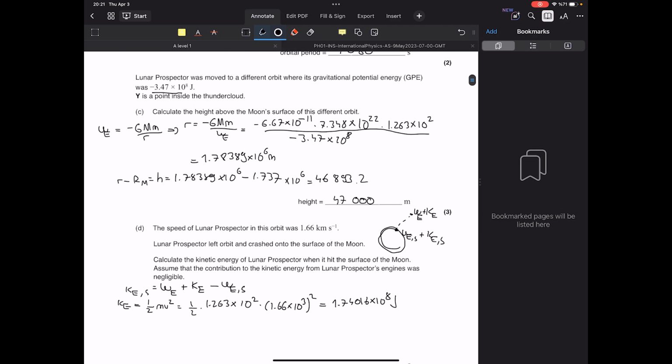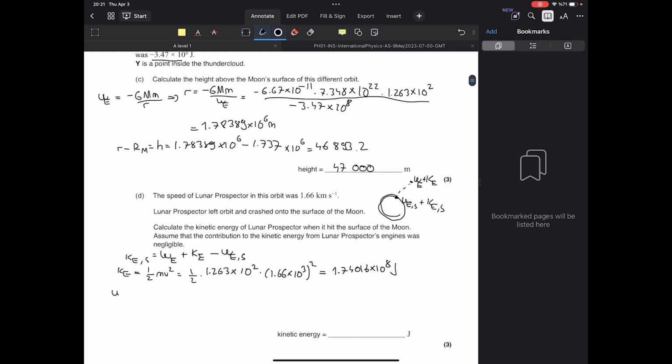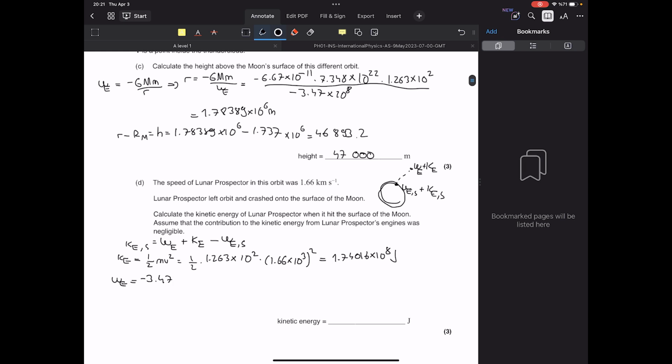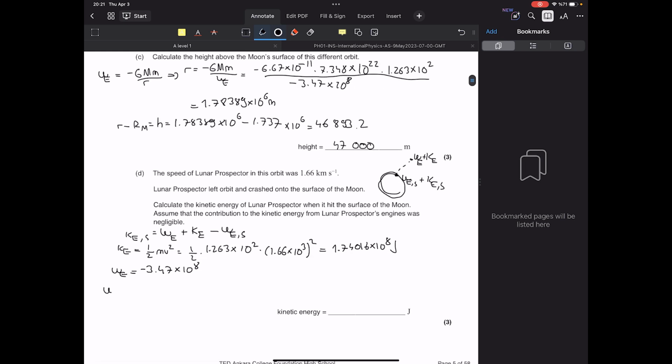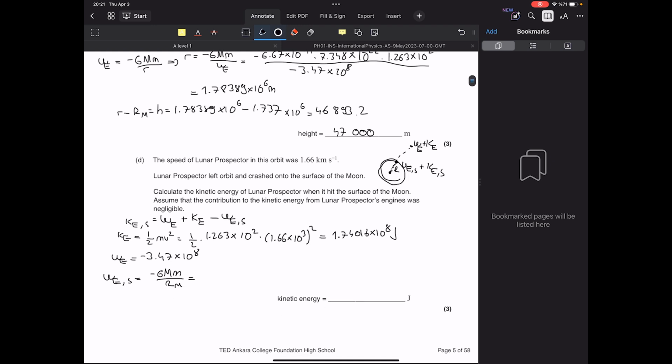The potential energy at orbit is negative 3.47 times 10 to the 8. The potential energy at the surface is going to be, let's see, at the surface, the distance from the center of the Moon, which we're assuming as a point mass again, is going to be the radius. So that's simply going to be negative GMm divided by the radius of the Moon.